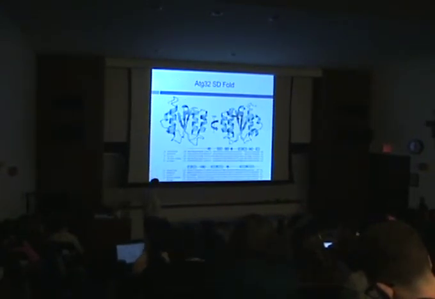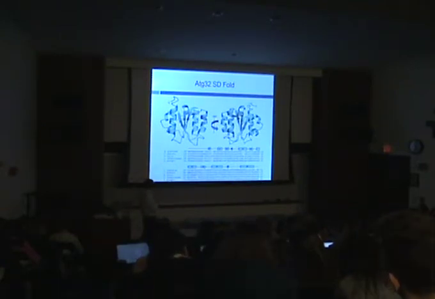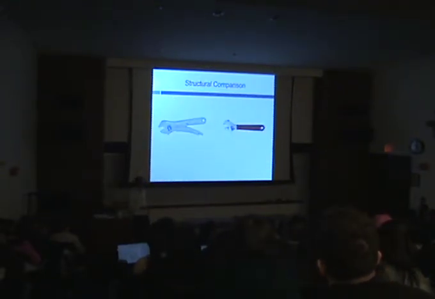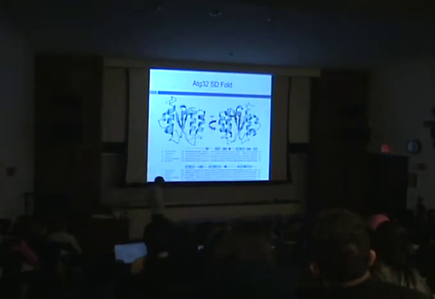So here's what that protein looks like. It's a pretty simple alpha-beta fold. It has a central beta strand surrounded by alpha helices. Here's what the secondary structure looks like written out. All right, what did we learn from this?